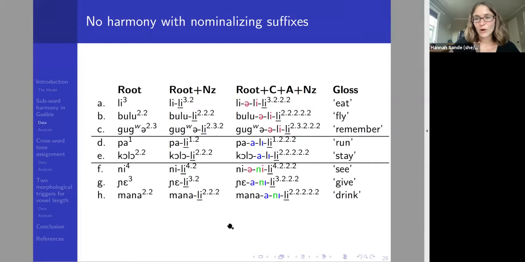And now we're looking at one of the nominalizing suffixes. Lucky for us, one of the nominalizing suffixes has the same underlying form as the applicative morpheme li. So the nominalizing suffix also surfaces as li, but it surfaces as li after plus ATR vowels and after minus ATR vowels and after nasal consonants. So it doesn't undergo the ATR or nasal harmony that we see with valency changing morphemes. And when you have a causative, applicative, and nominalizer all on the same morpheme, we can see the causative and applicative harmonizing, but the nominalizer is always li.